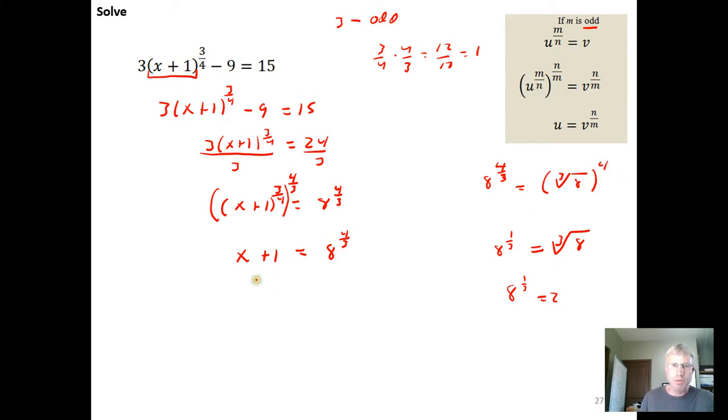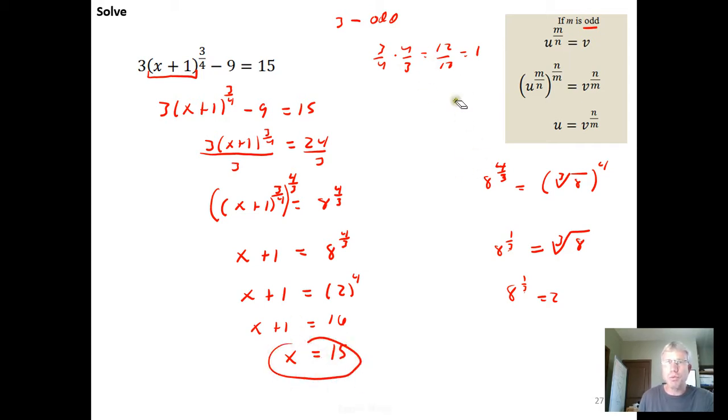So walking through this step by step, x plus 1 equals: there's a 3 in the denominator, which says take the 3rd root of 8, the 1/3 root of 8, and that's just equal to 2. Then we raise that 2 to the 4th power, since 4 is in the numerator position. 2 to the 4th power is 16, and then we subtract 1 from both sides and we get x equals 15.